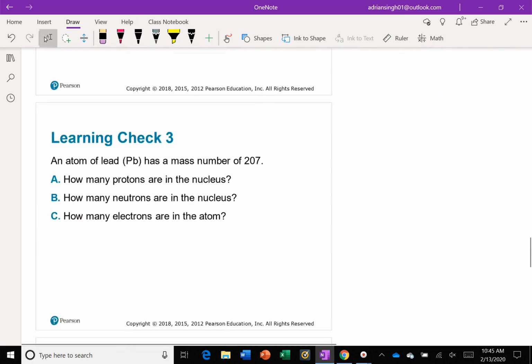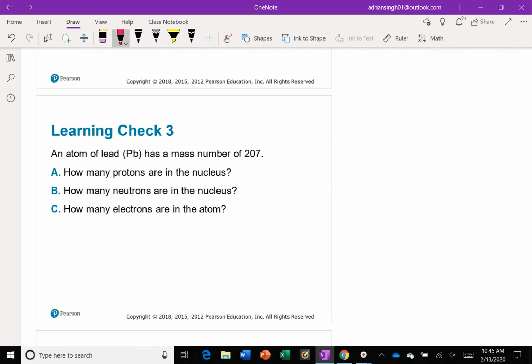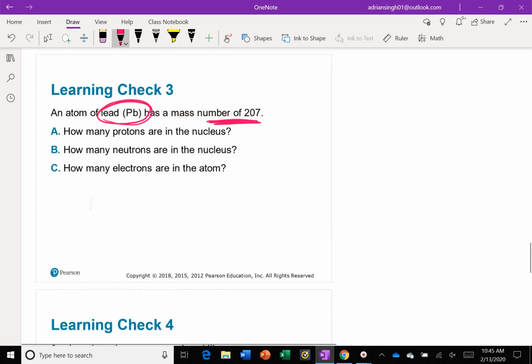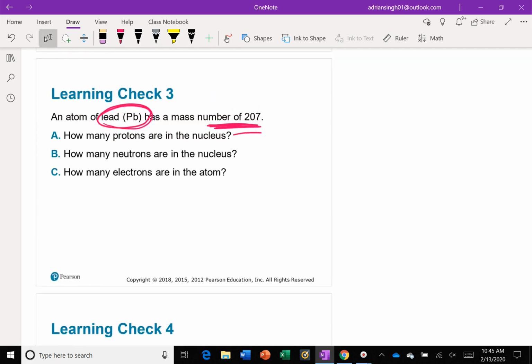All right, so you can do this one on your own. So you had an atom of lead, which is Pb, and you're told that it has a mass number of 207. We can look up the atomic number from the periodic table. That's going to tell us how many protons we have. The number of protons is going to be the same as the number of electrons, because they have to equal each other for a neutral atom.